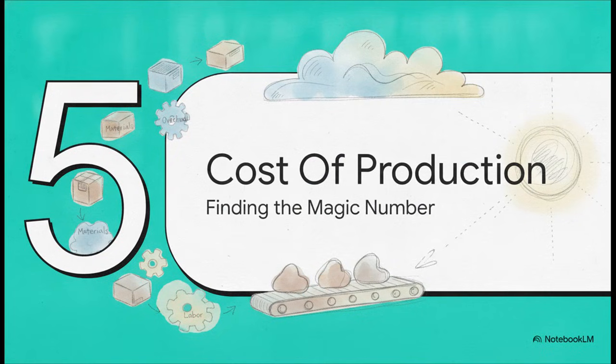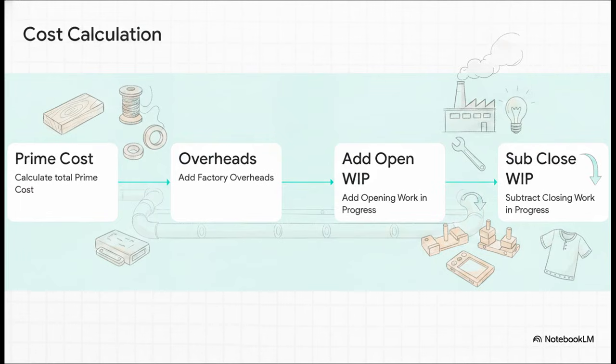Which brings us to Section 5, Cost of Production. We've gathered all of our components, so it's time to actually do the math here. Step 1, you grab your prime cost. Step 2, you add in those factory overheads to get your total factory production costs. But wait, we're not quite done. For Step 3, you have to add in the opening work in progress. You know, those half-finished goods from last year that we finally wrapped up this year. And then, Step 4, you subtract the closing work in progress, the stuff we just started but haven't finished yet.